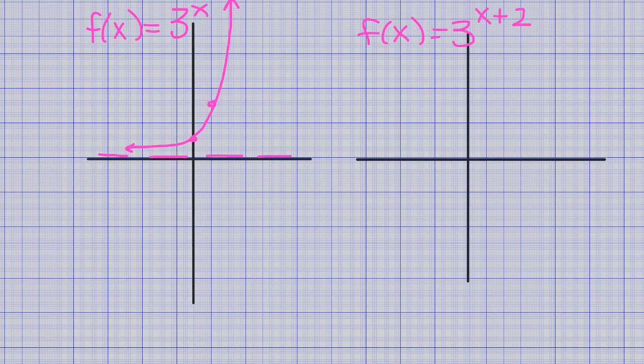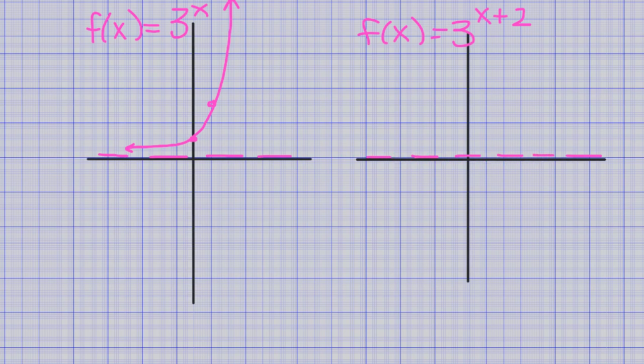On this problem that we have here, I already have the parent graph drawn on the left-hand side, and now we are going to take a look at what happens when we add inside the function. And so we're adding to the x, so this is going to be a move 2 units to the left. So let me grab my pen. My asymptote is not going to move from the original location because I'm sliding things to the left. So a horizontal line, you can't tell the difference. If it moves left or right, it's still going to be a horizontal line.